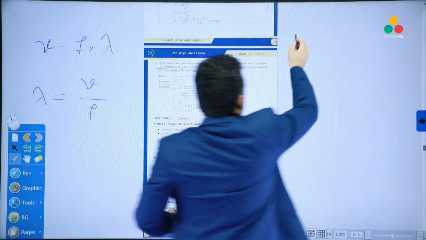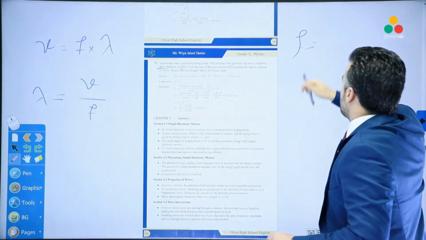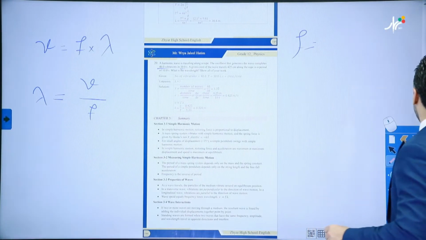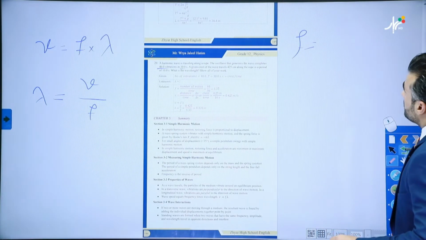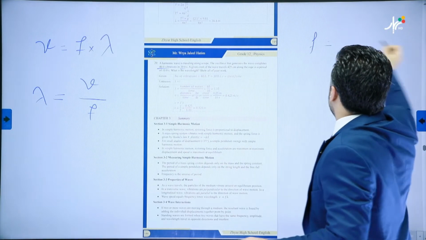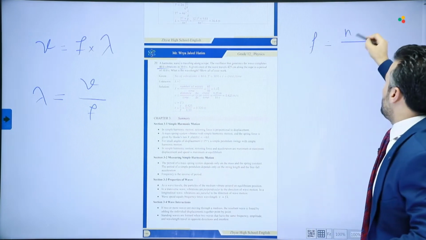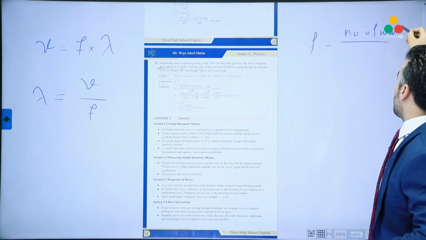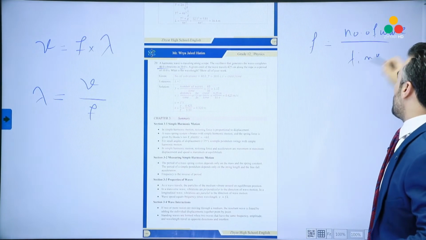So basically we can find frequency using this, yeah? So frequency normally, let's write this one nicer. So frequency equal to what? Equal to number of waves, right? Divided by the time.